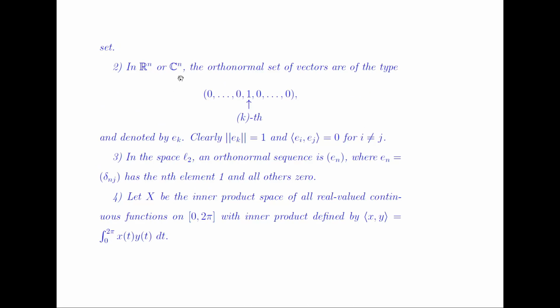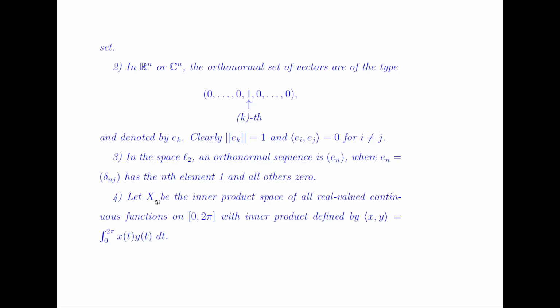Similarly, in R^n or C^n, the orthonormal set of vectors are of the type (0, 0, ..., 0) with 1 in the kth place, denoted by e_k, and clearly the norm of e_k is equal to 1, and the inner product of e_i, e_j is equal to 0 for i not equal to j. And in the space l2, an orthonormal sequence is e_n = delta_nj, which has the nth element 1 and all the other elements 0.